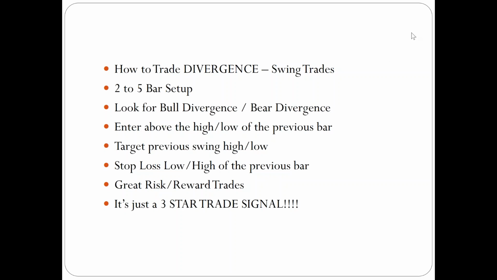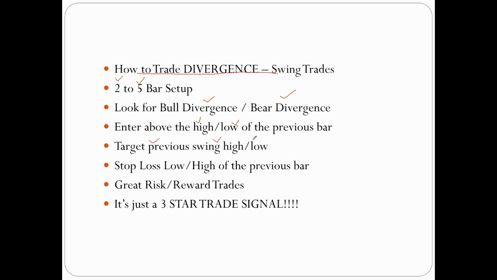All right, so where we were? Yeah, this divergence setup is a 2 to 5 bar setup. We have to look for a minimum of 2 bars and a maximum of 5 bars. We have to look for the bull divergence or bear divergence. We have to enter above the high in case of bull divergence and below the low in case of bear divergence of the previous bar. I'm just going through the rules. When I show you the charts, it will become clear.